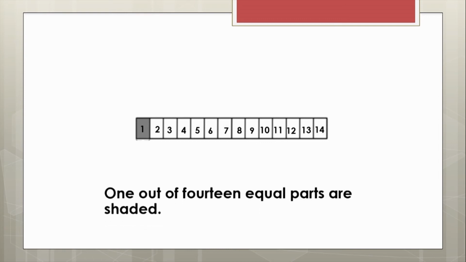So, Jaden's supposed to share this into 14 equal parts. 1, 2, 3, 4, 5, 6, 7, 8, 9, 10, 11, 12, 13, 14. And he was supposed to color 1 part gray. So did Jaden get it correct? Yes, I think so. 1 out of 14 equal parts are shaded, and that is called 1/14.